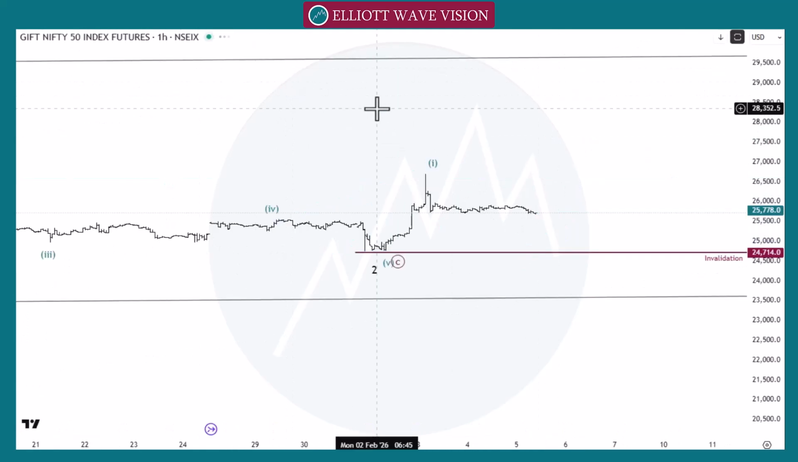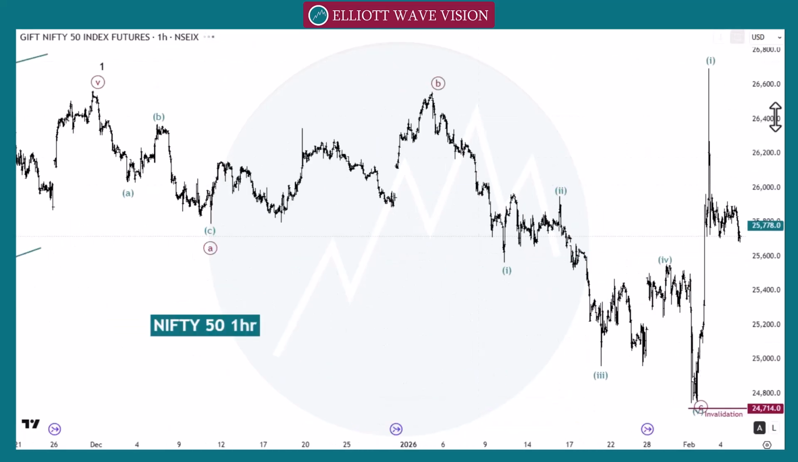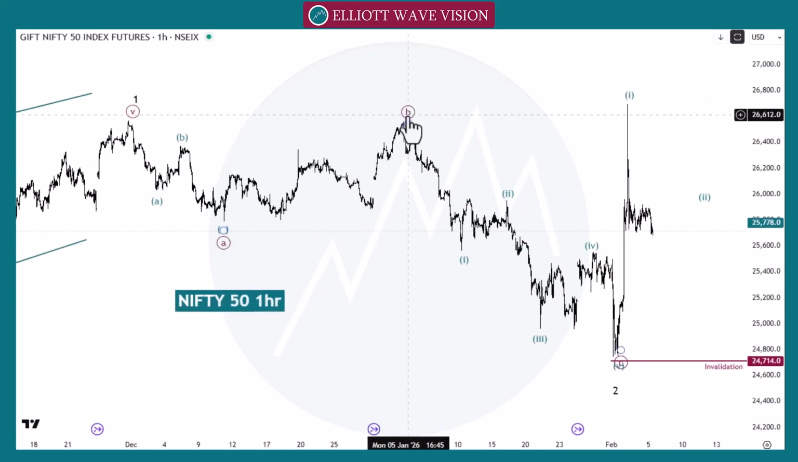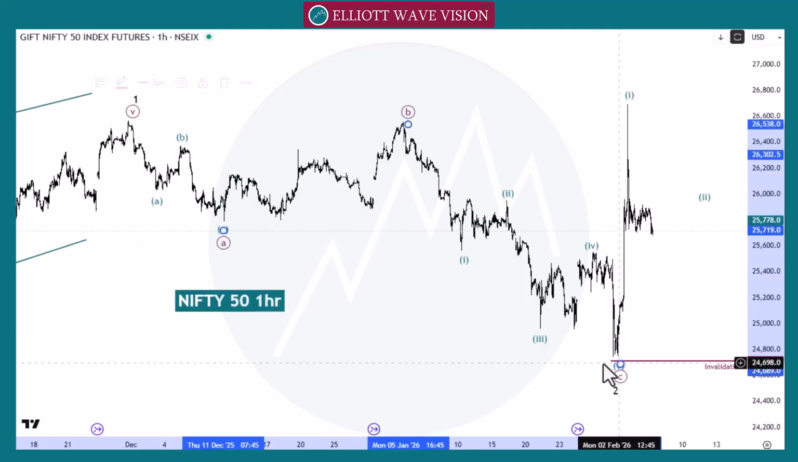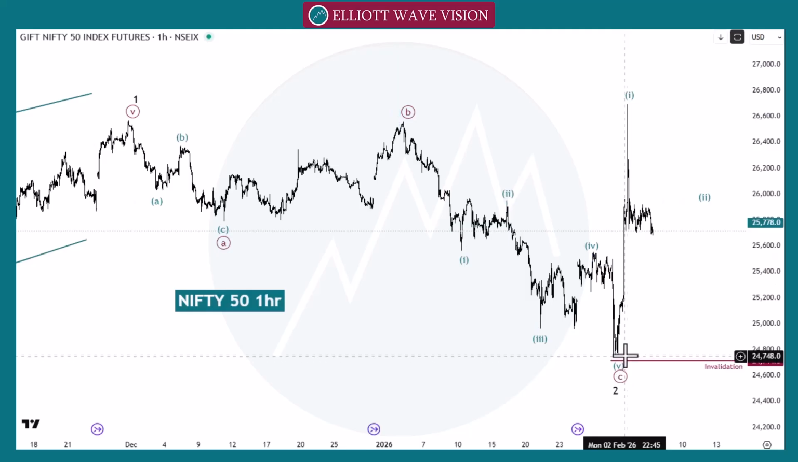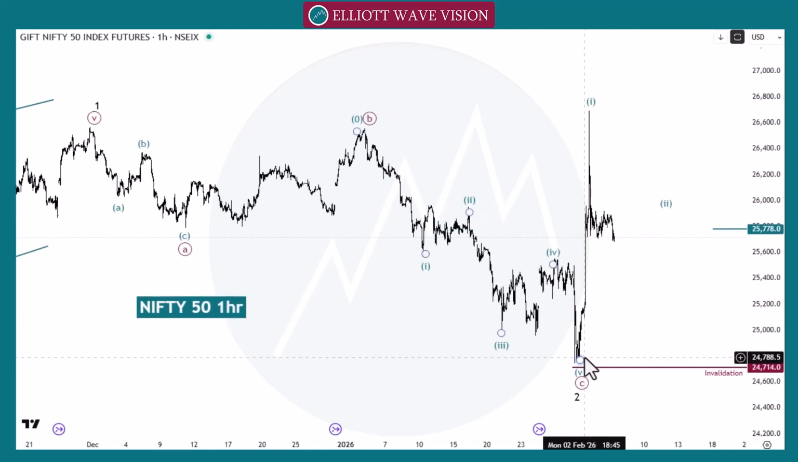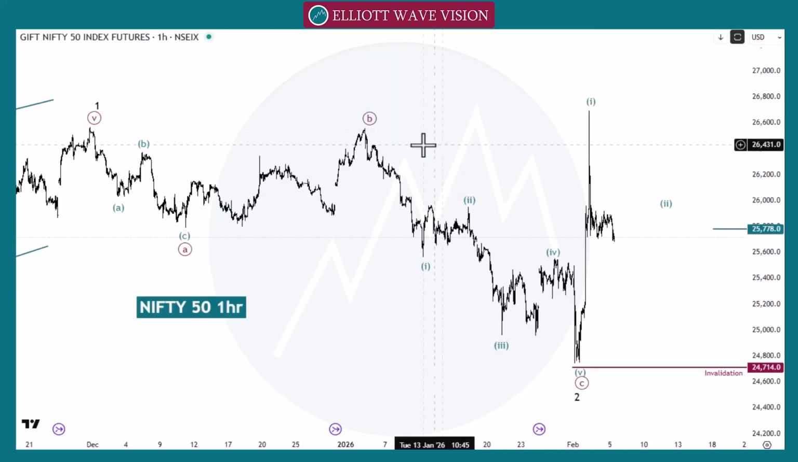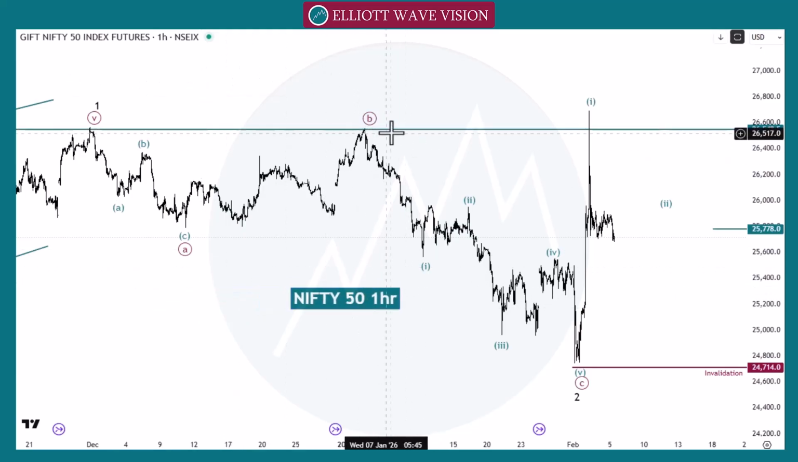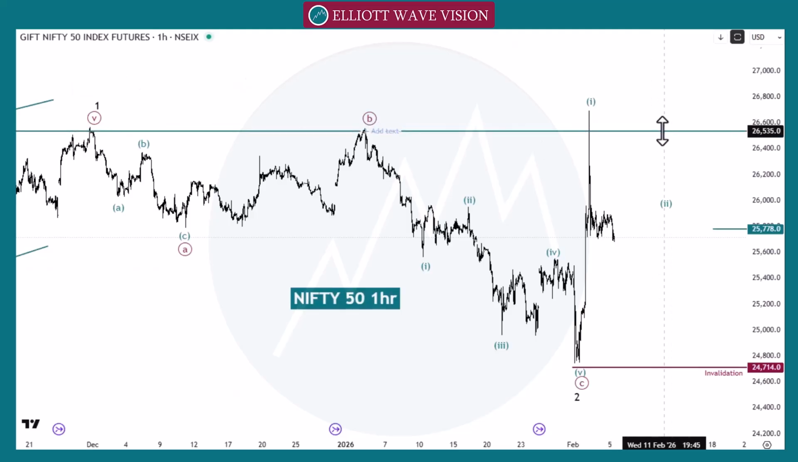In the 1 hour time frame, after this black wave 1, we count the structure as wave A, wave B, wave C, as wave 1, wave 2, wave 3, wave 4 and wave 5. After this wave 5, the market gave us a clear sharp impulsive move as wave 1, wave 2, wave 3, wave 4, wave 5. The market crossed this wave B, 26,500. 26,500 belongs to the start of group 2.